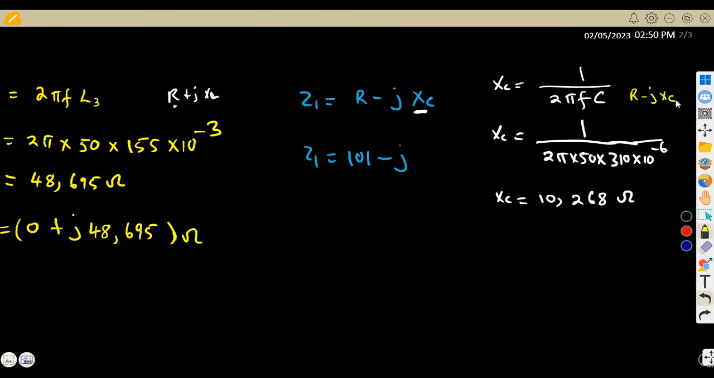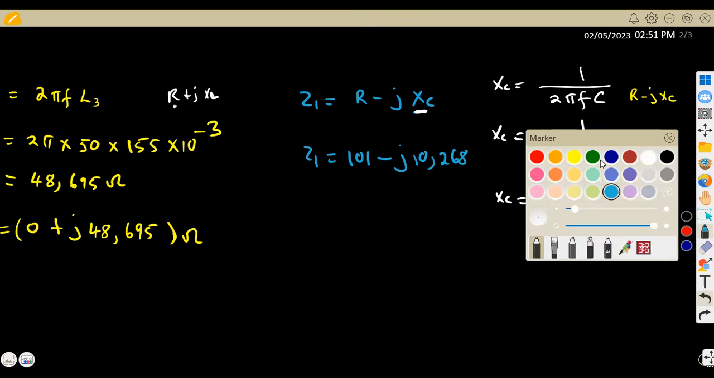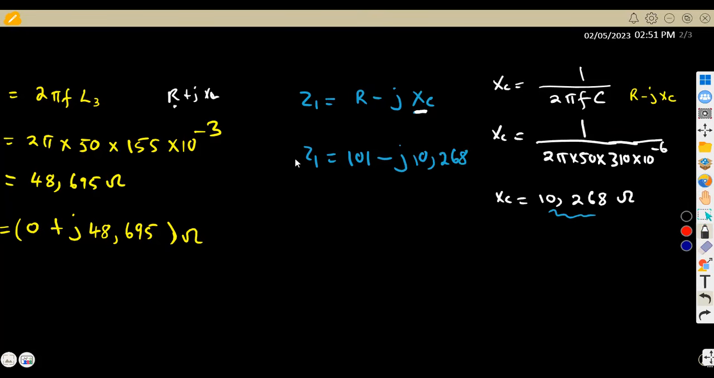And if it is a capacitor, our Z is equivalent to R minus JXC. So that's a minus this time. Let's substitute back where we have written here. Minus J, I've already written on this part. So we determined XC here, which is 10,268.